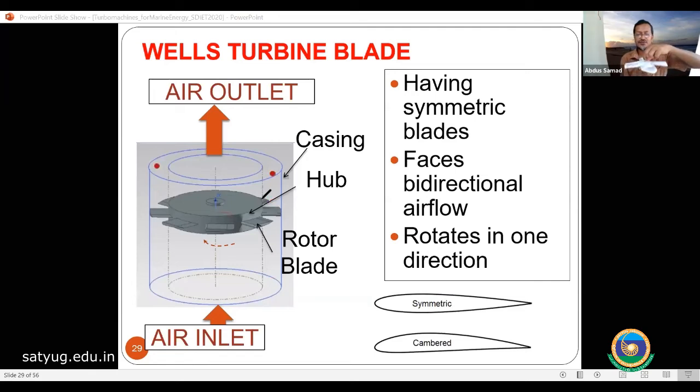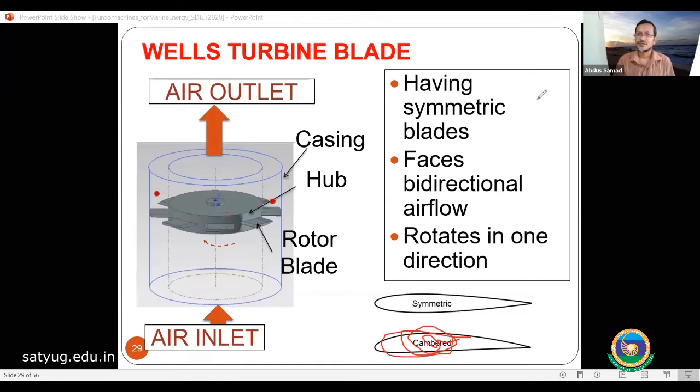But if you use a normal turbine, then it will rotate in one direction, then the opposite direction, one direction, opposite direction. That will not work in this case. So a symmetric blade faces bidirectional airflow, so the turbine is called a bidirectional turbine and rotates in one direction. If I have a cambered airfoil like in the slide, the turbine will rotate clockwise and anti-clockwise, so we don't need that.